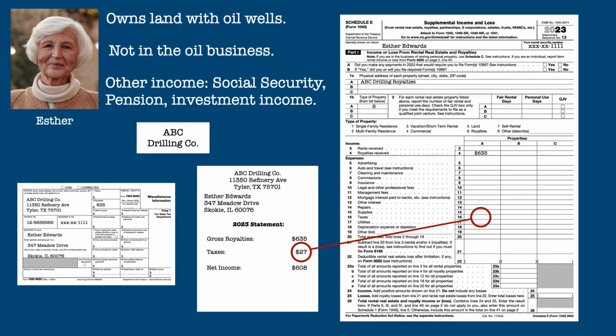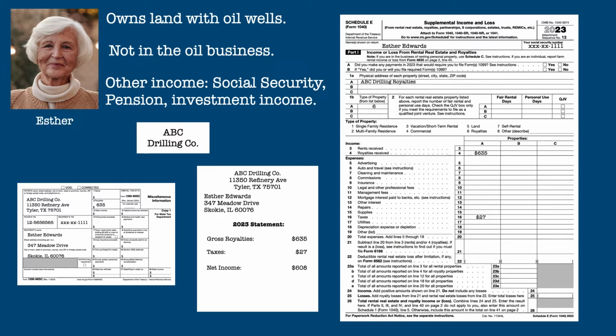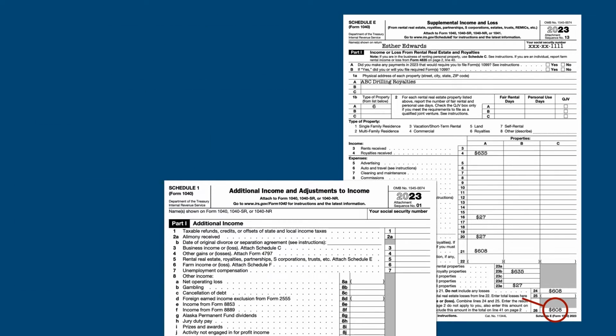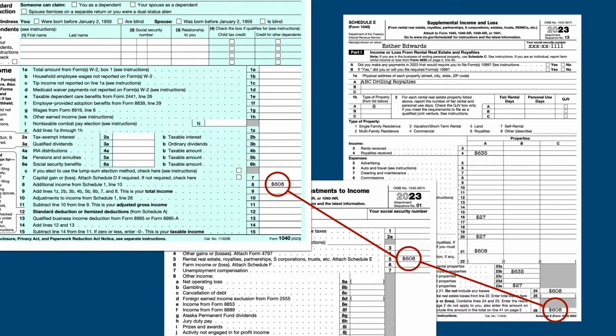On line 15, Esther enters the taxes from the statement she received, also in column A. Since she has no other rental or royalty income, she simply totals the income and expenses, and the net income ends up on line 26. This is transferred to Schedule 1 line 5 and ultimately shows up on line 8 of her Form 1040.